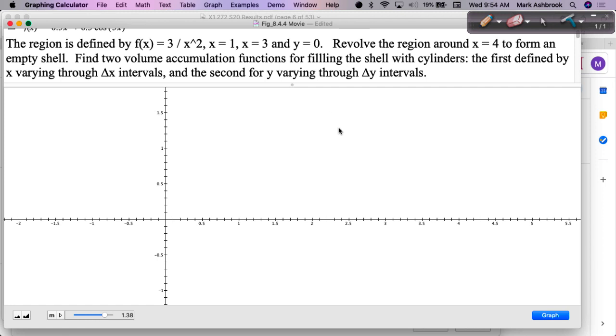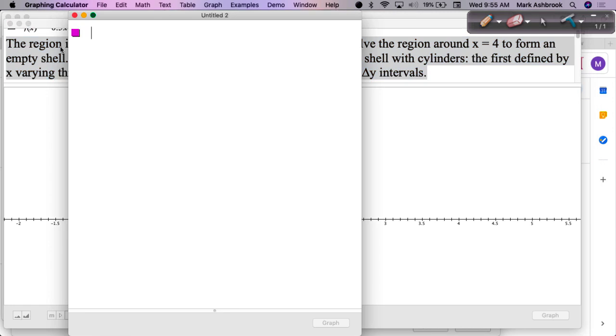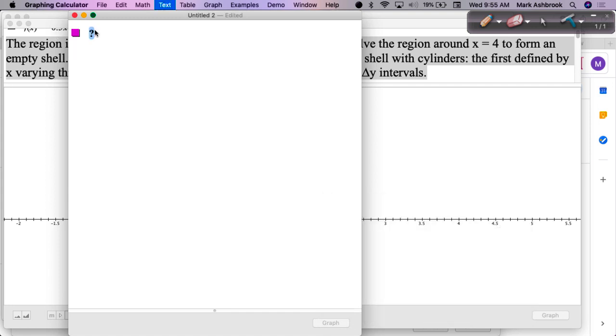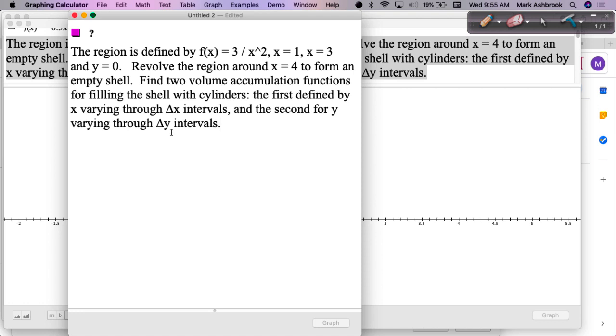I first draw delta x. So that's delta x, a small change. And I draw the bar chart. And then we're going to rotate it around. So I'm just trying to picture that bar, and I wrap it.